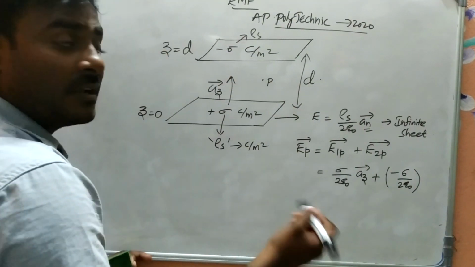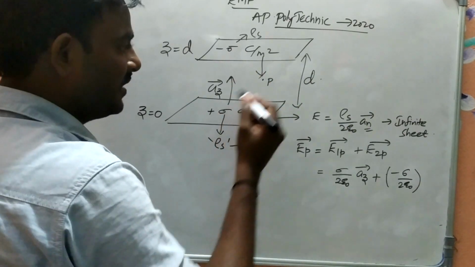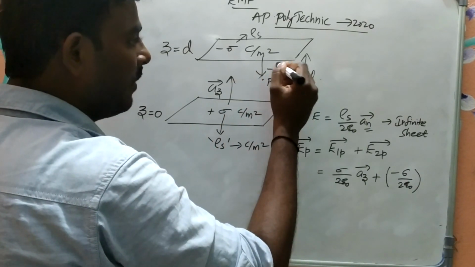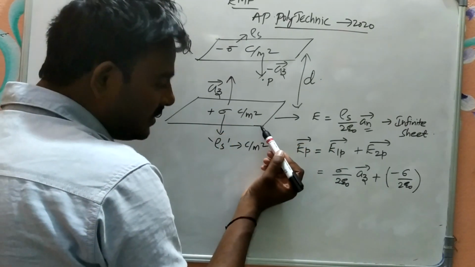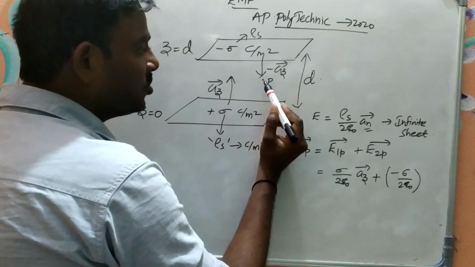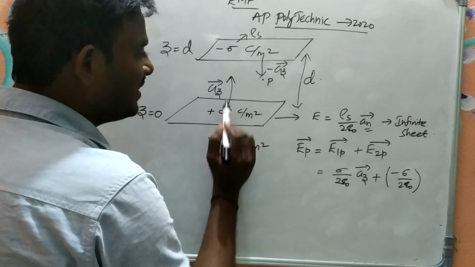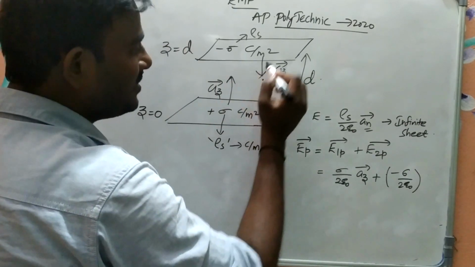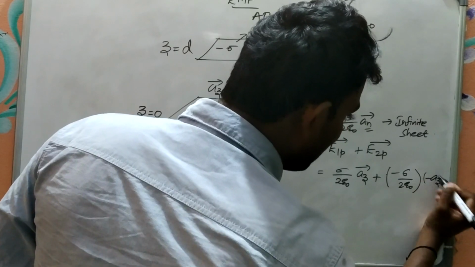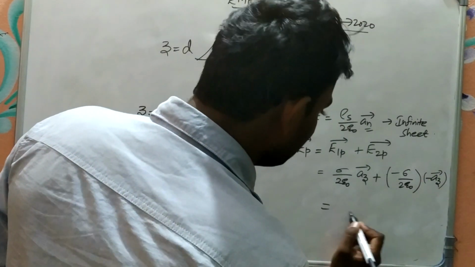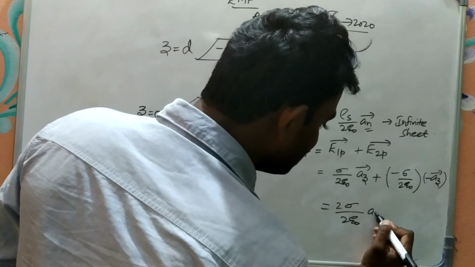What is the unit normal vector for this sheet? It is minus az bar, because you need to draw a unit vector from the charged sheet to the point of interest. That is the reason why for this sheet it is in positive z direction, for this sheet it is in negative z direction. So you will get minus az bar. So what is the final answer? You will get 2 sigma by 2 epsilon naught az bar.